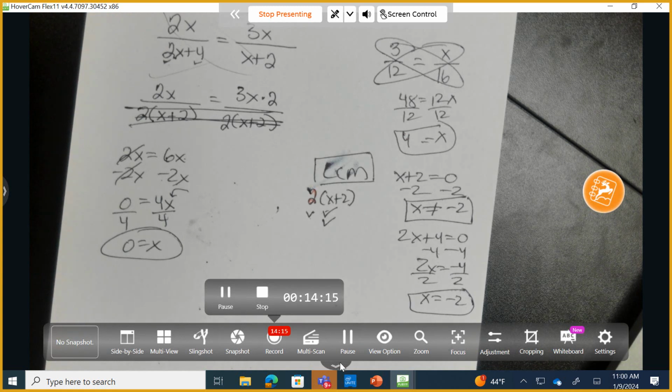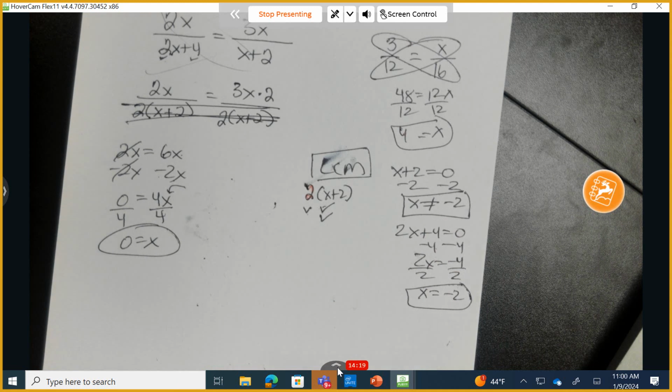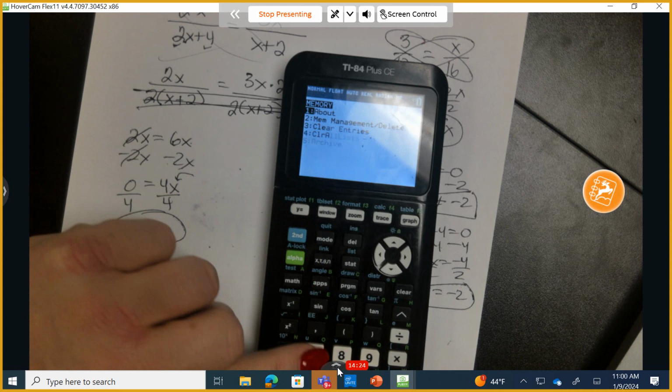Now, how do I know if this is right? Well, the first thing I do is I make sure it's not equal to -2. Please grab your calculator and go second plus 712. We're always going to restart it here. Second plus 712.